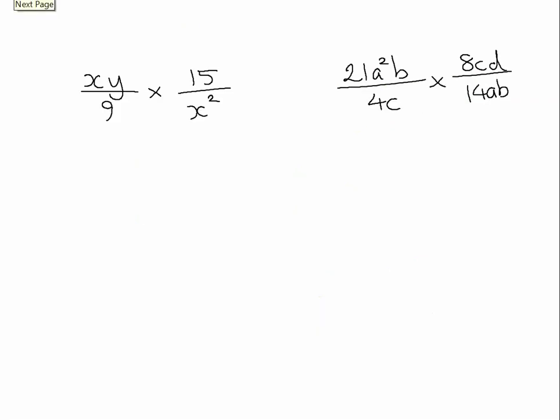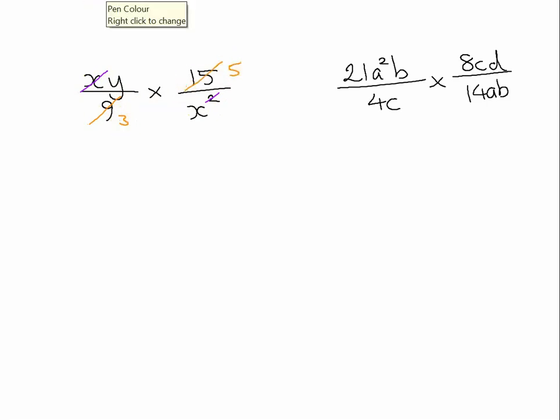Here comes the algebra. So xy just means x times y. And you can clearly see we can't cancel these down. But is there something I could divide the top and the bottom by here? Well, yes, there is. I could divide the top by an x and the bottom by an x. And there are no y's on the denominator at all, so I can't cancel any y's. But if we look at the 9 and the 15, they're both in the 3 times table, so I can divide them both by 3.